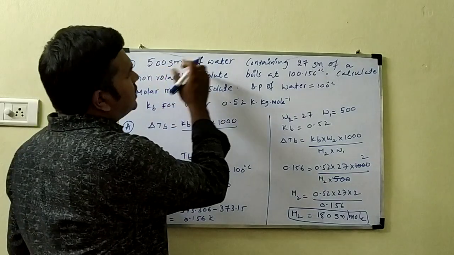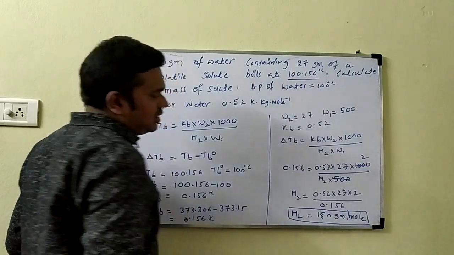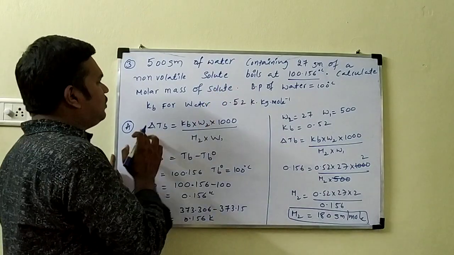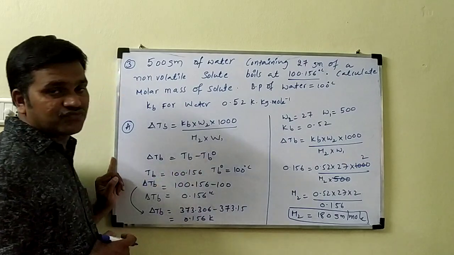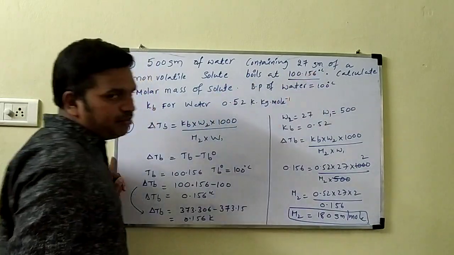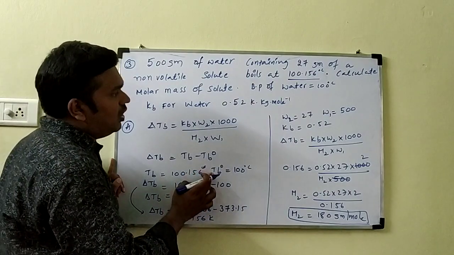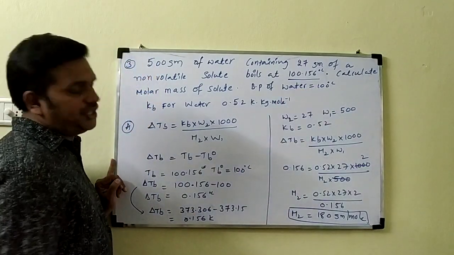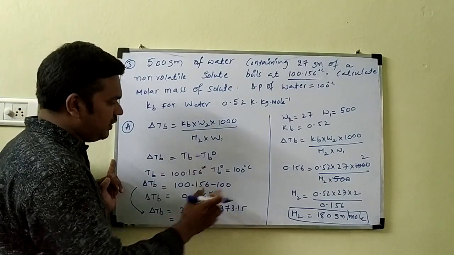Now after adding a non-volatile solute to the water, you will get a solution. At what temperature does that solution boil? 100.156 Celsius only. Now I am writing the formula. Delta TB is equal to TB minus TB naught. What is the boiling point of the solution? The solution boils at 100.156 degrees Celsius only. Clear? TB naught means the boiling point of pure water, that is 100 degrees Celsius, because water is the pure solvent here. Now delta TB, you know the formula, TB minus TB naught. If you substitute the values, how much will you get?